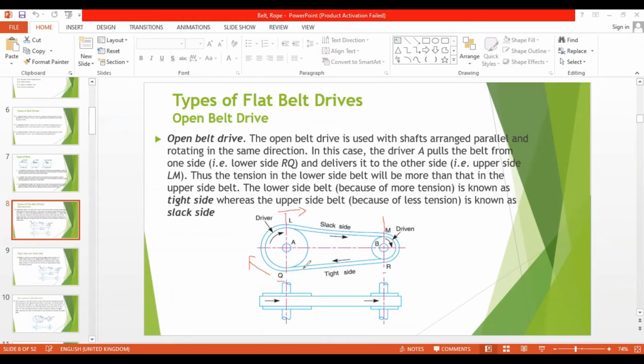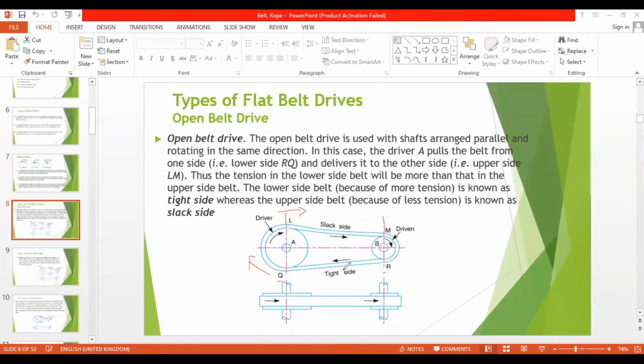If you see the diagram, this is a straight line, which is tight, and this one has a small bend. So this is the slack side, and it delivers to the other side, that is the upper side. Thus, the tension in the lower side belt will be more than that in the upper side belt.